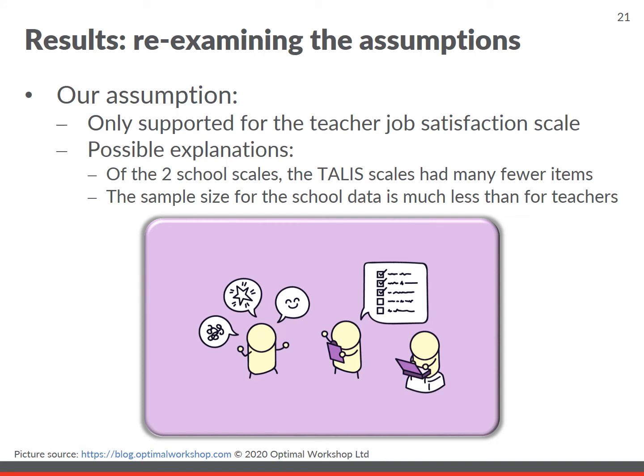Regarding our own hypothesis that similar scales would exhibit similar invariance results between ILSAs, this was not true of the school scales. When hypothesizing possible explanations, we first recognized that this was aligned with a mathematical argument, as the scales in TALIS were much shorter than those in TIMSS and PIRLS. However, we also recognized that the sample size for schools was much smaller than that for teachers and could be a possible explanation. Testing of more teacher and school scales is necessary.